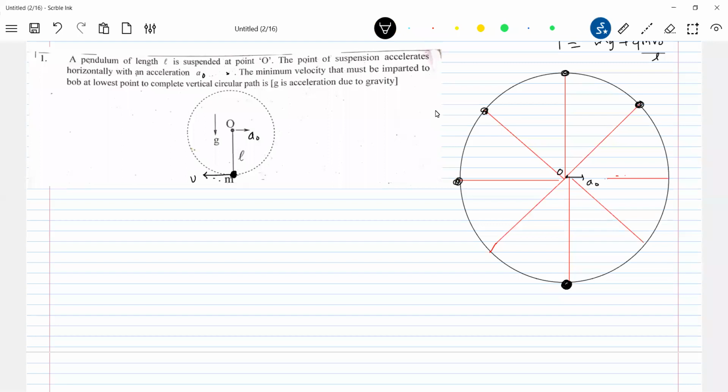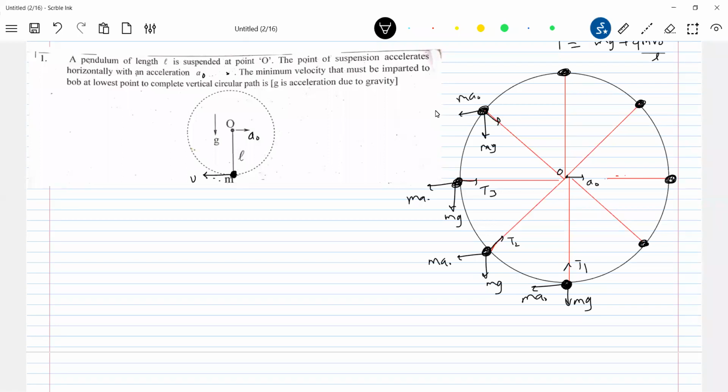What is that black dot? There is a bob. Now, first, we'll start at point 1. At point 1, T1, this is mg, and the pseudo force will act like this. What about here? T2, mg, and the pseudo force. The pseudo force, mg, and T3. We have to analyze things.